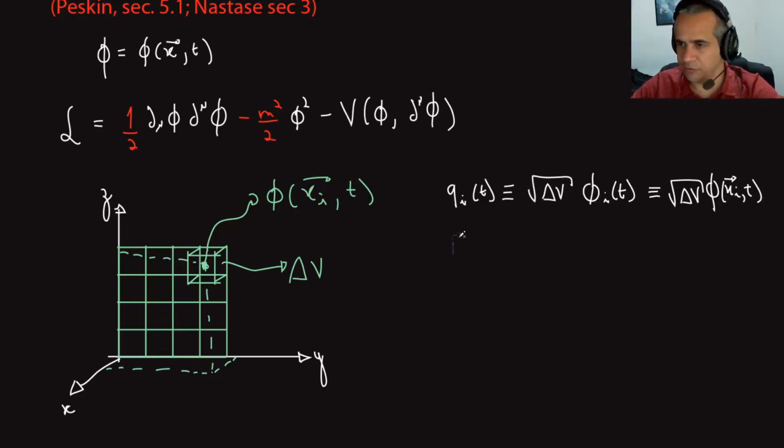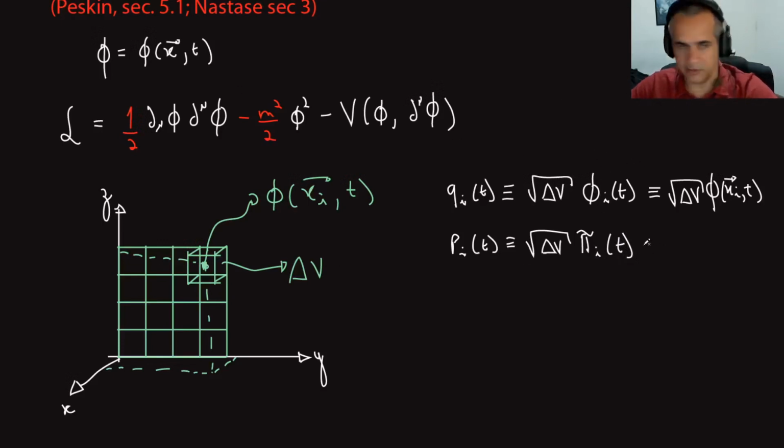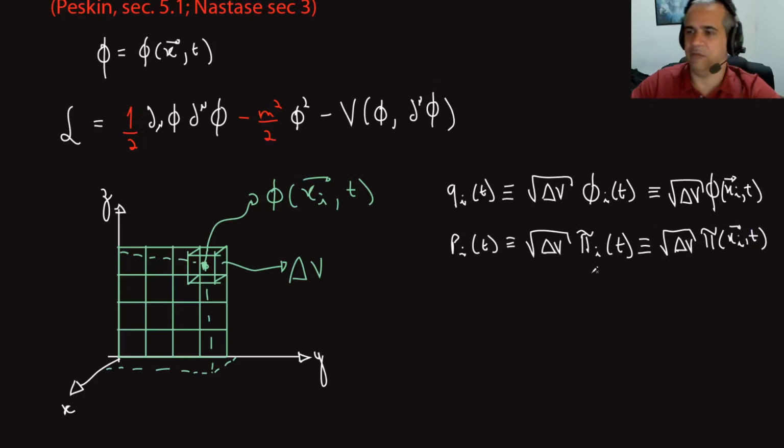I also have to define conjugate momenta. And these will be defined in terms of the density of conjugate momenta that were defined a few lectures ago, that is defined in terms of derivatives of the Lagrangian in relation to phi dot. And that again is just the value at some point. So for each of these cubes, I have a field, I have a momentum conjugate to the field, and I'm making those two the canonical variables of my system.